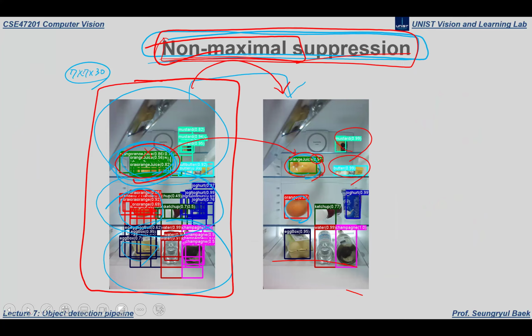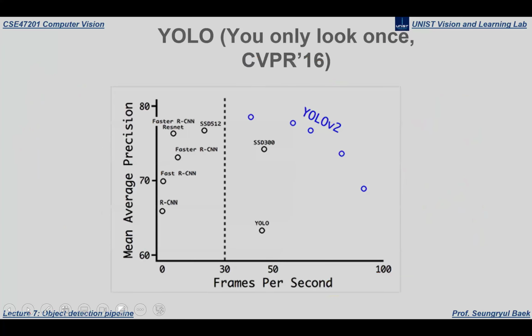So this is YOLO. Simultaneously they estimate two bounding boxes and class probability for each grid, and then apply NMS. This is YOLO, and this is somehow a summary of what we have learned about the object detection algorithm.